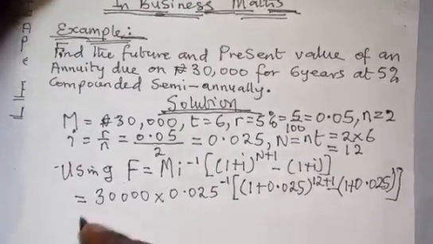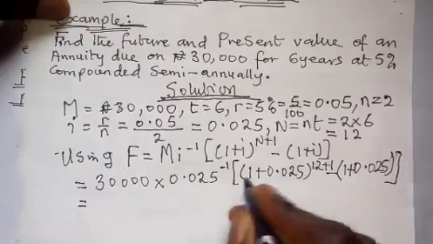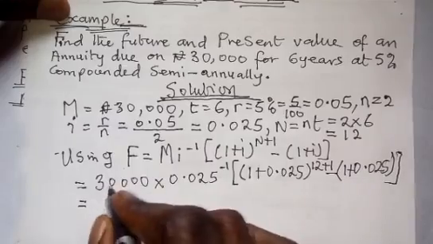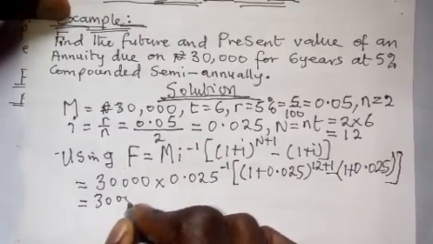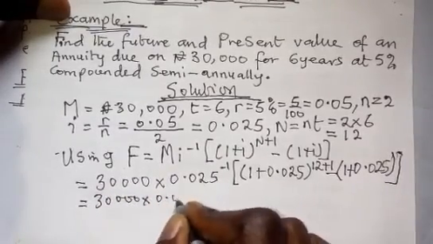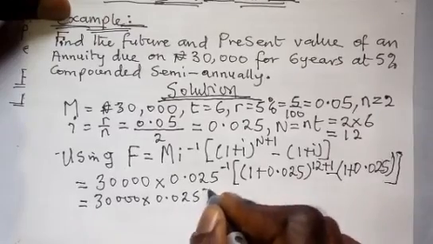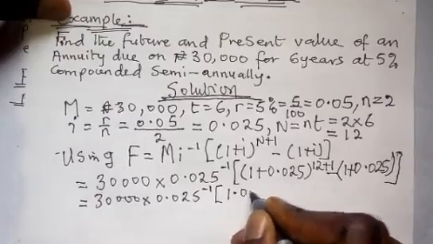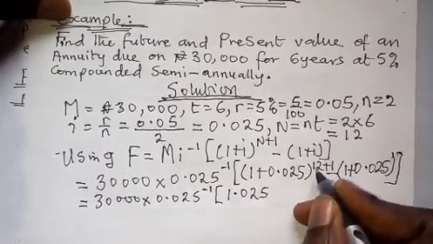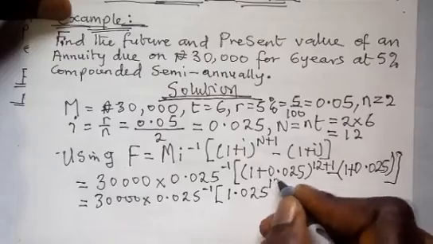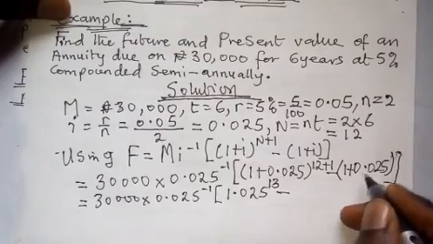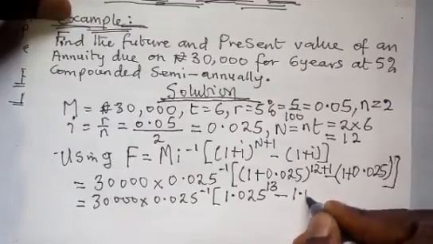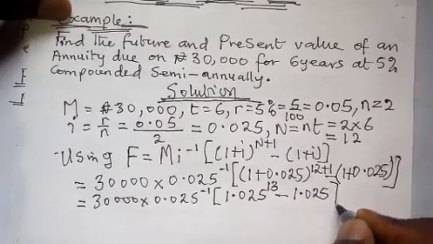Sorry for that. Now we can move on to simplify everything in the bracket by adding this to this, and it also reflects here. Then we have 30,000 multiplied by 0.025 power minus 1. We open the bracket. If we add this to this, we have 1.025. Power what? 12 plus 1 is 13. Power 13. Then minus, of course, you know what this is. If we add 1 to 0.025 it gives us 1.025, then we can close the squared bracket.